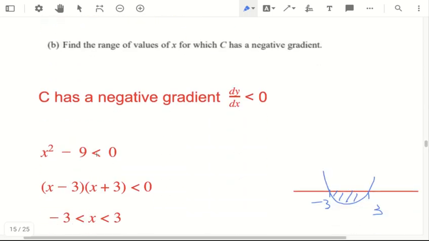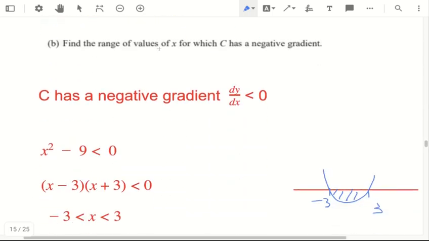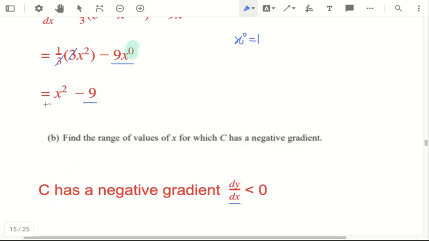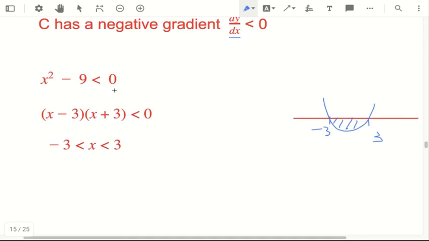Okay, next question. Find the range of values of x for which C has a negative gradient. So gradient is your dy/dx. So negative gradient means less than 0. So dy/dx, as previously we found, is x squared minus 9. So x squared minus 9 is smaller than 0.